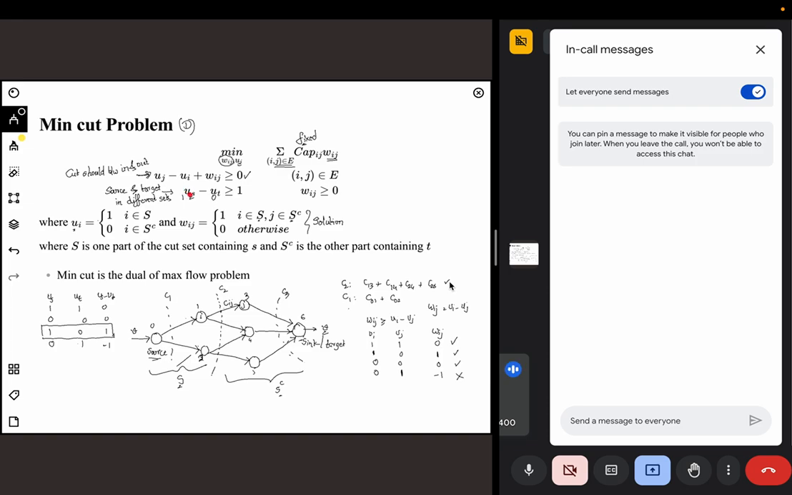No, UI is basically a function that tells you whether that particular ith node, whenever you are cutting it, can either belong to the set that has the source in it or belong to the set that has the target in it. To differentiate between these two, if it belongs to the source, this value will be 1. If it belongs to the target, its value becomes 0.